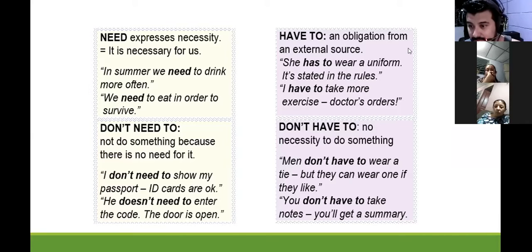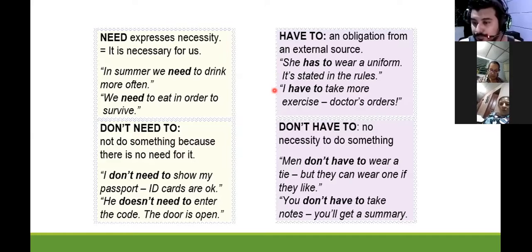Daniela. Okay, thank you, Daniela. Dijo third person, ¿verdad? I'll have to. Aquí vamos. Con los hechos. El ejemplo. She has to wear a uniform. It's stated in the rules.